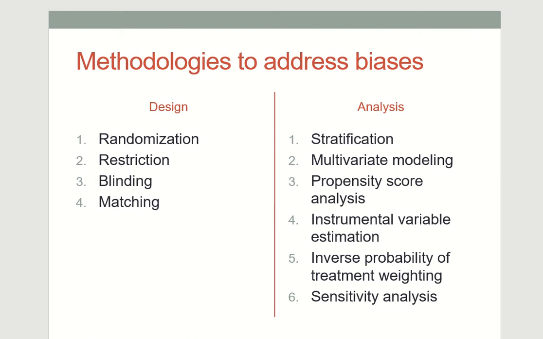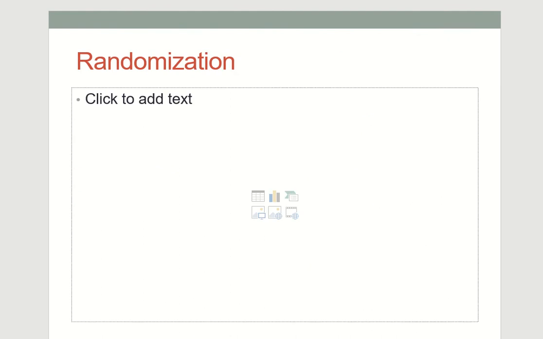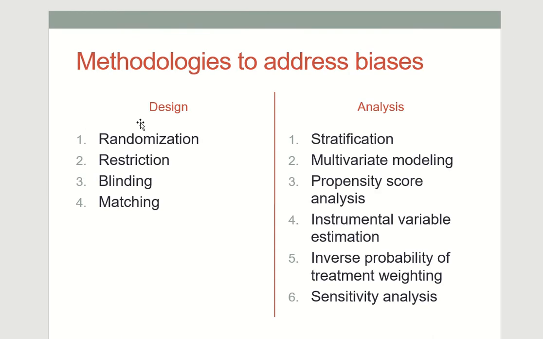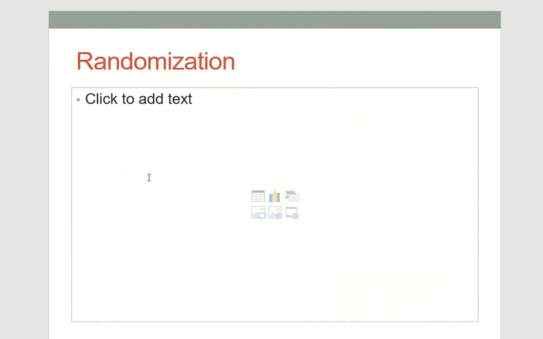So randomization. You probably know what randomization is. I'm sorry, let me go back one slide. Basically, we're talking about methodological ways to address bias at the design level, and randomization. You already know what randomization is. You've seen it in the experimental designs.